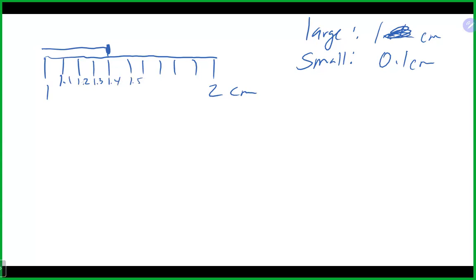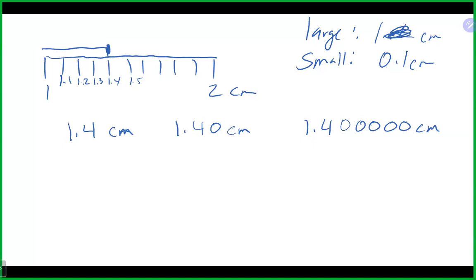So if my line is right on the 1.4 line, I'm going to record 1.4 centimeters, 1.40 centimeters, 1.400000 centimeters. Is there a difference in terms of how I record it, or does it matter if it's right on the line? What do you think?